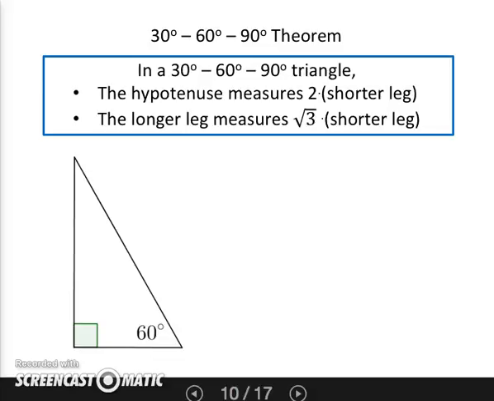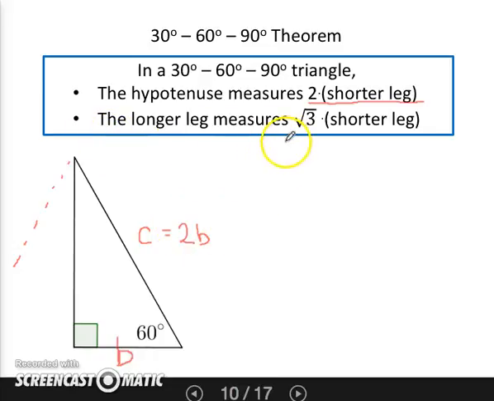It's a 30-degree, 60-degree, 90-degree triangle, and it happens to be half of an equilateral triangle. So in a 30, 60, 90 triangle, we have another theorem that's similar to the first theorem. We have that the hypotenuse measures 2 times the measure of the shorter leg. So let's call this leg B. So we have that C equals 2 times B.